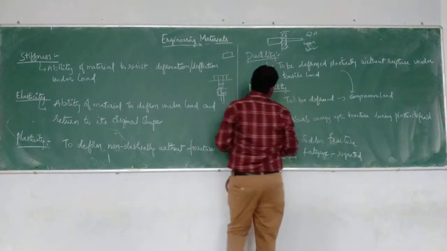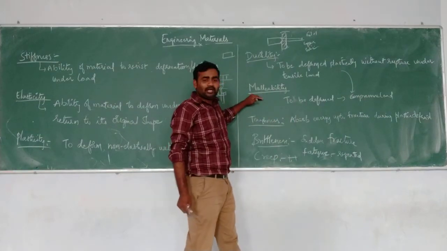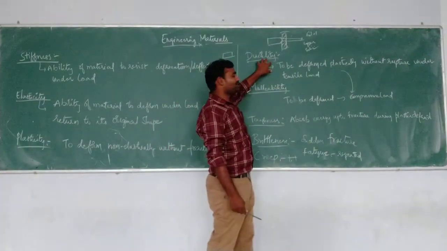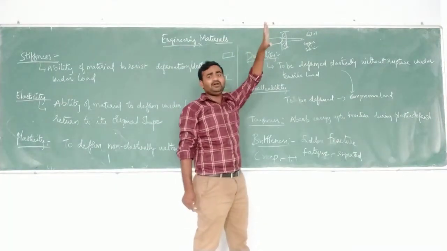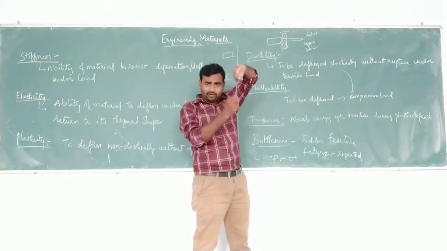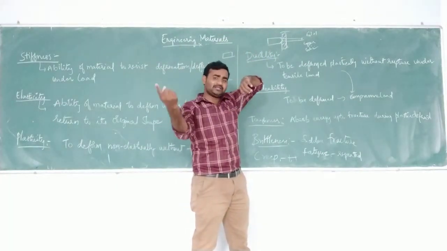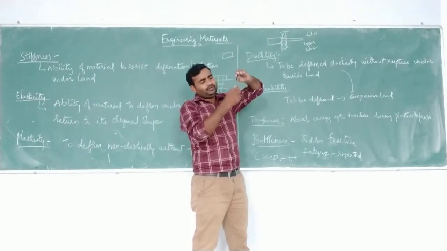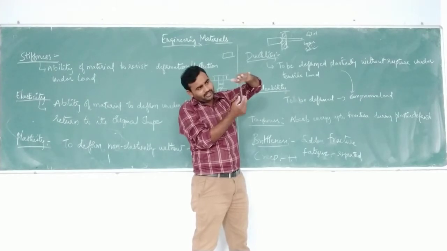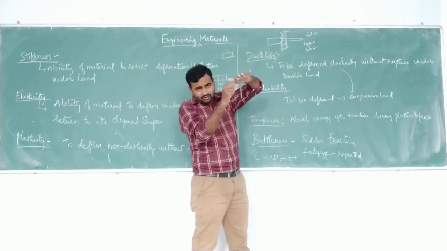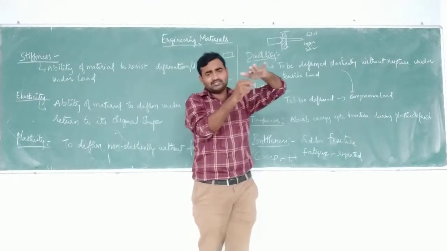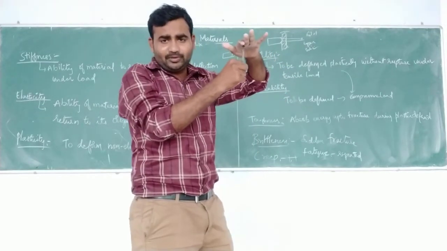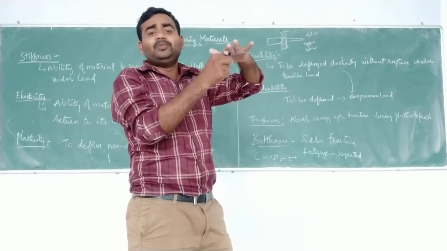Now, malleability. Malleability means exactly opposite to ductile. Ductility is for tensile loads. The deformation occurred in tensile loads. What is a tensile load? If you operate a load, there will be some load acting on the rod. This is called a tensile load. And if there is any deformation, this is called ductility.